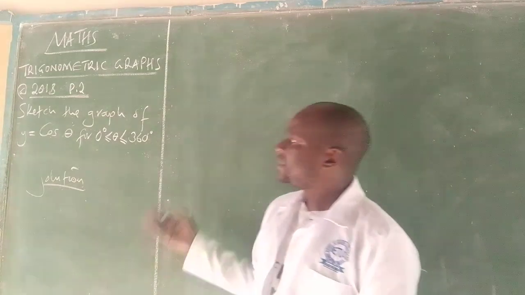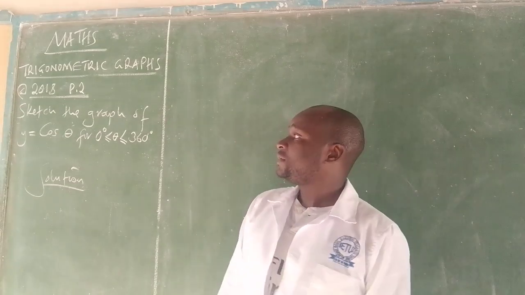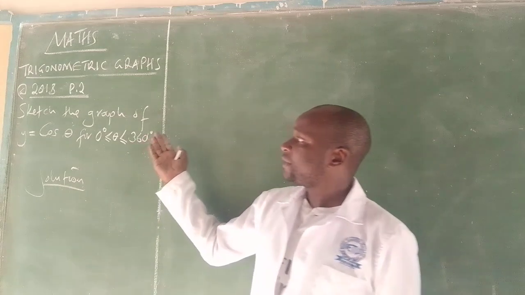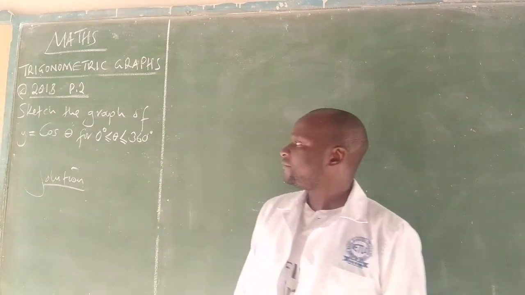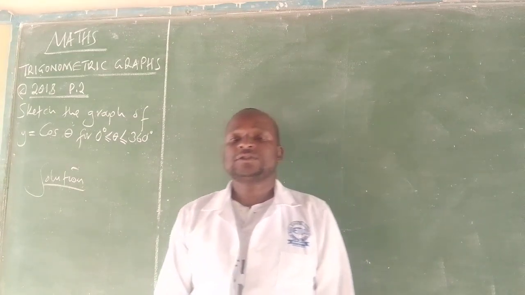So we'll be considering a cosine graph, and we're getting this from a 2018 internal paper 2. The question says, sketch the graph of y is equal to cos theta for 0 degrees is less or equal to theta less or equal to 360 degrees.